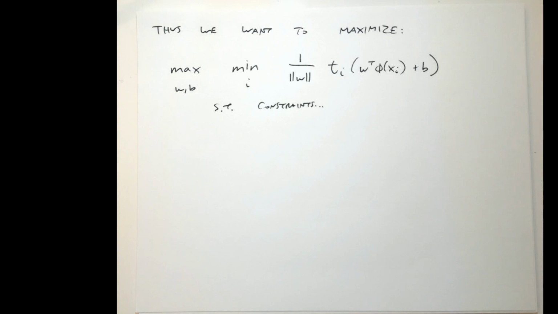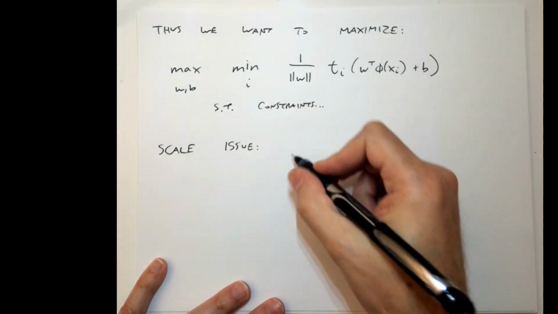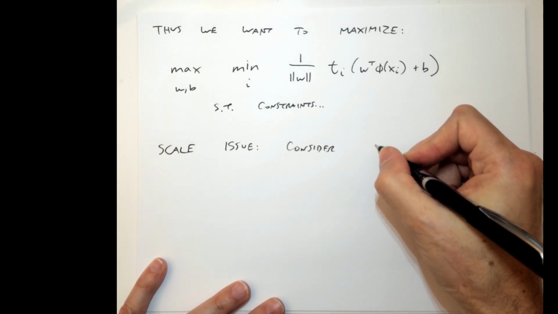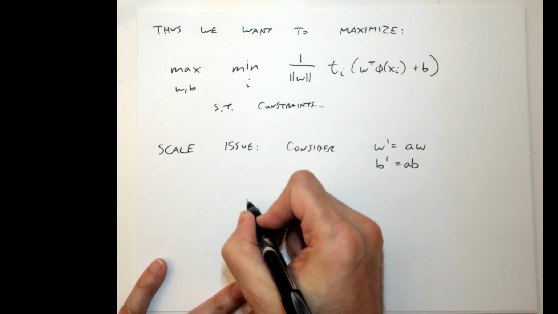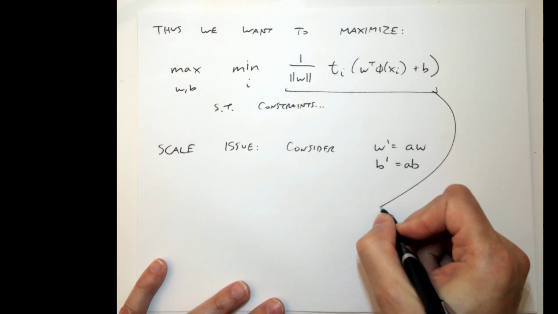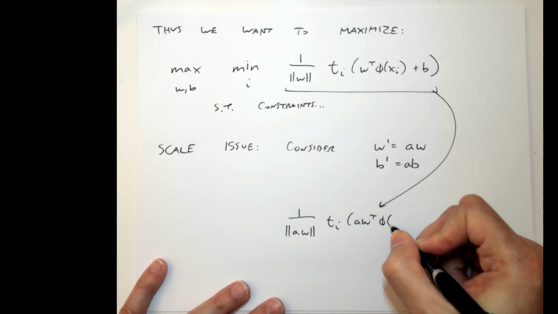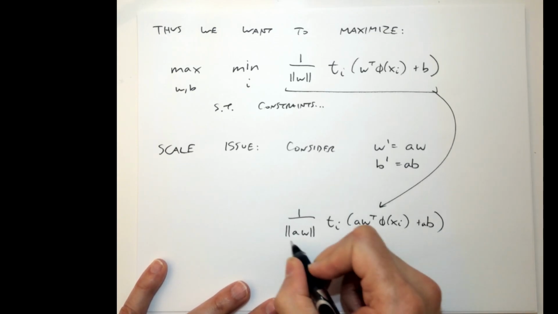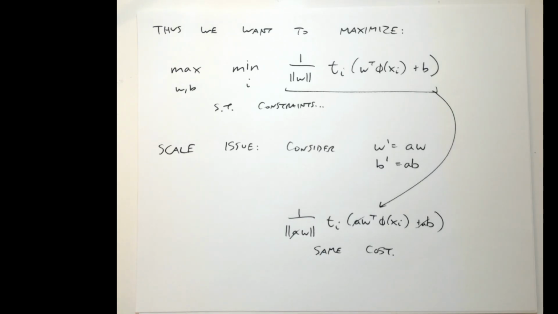So what would happen if I multiplied W and B by the same constant, right? So suppose I'm going to say there's a scale issue. If I have AW and AB, and I plug these in, then what I have for my guy here will turn into 1 over norm AW transpose this thing plus AB. These A's basically cancel out, and I have the same cost function, or the same value, right? So kind of what this means is that I need to define a scale for W and B in order to not prevent these things from messing up my minimization.